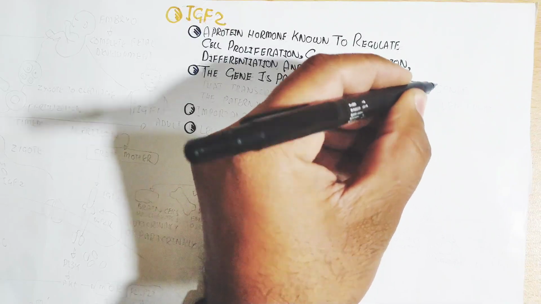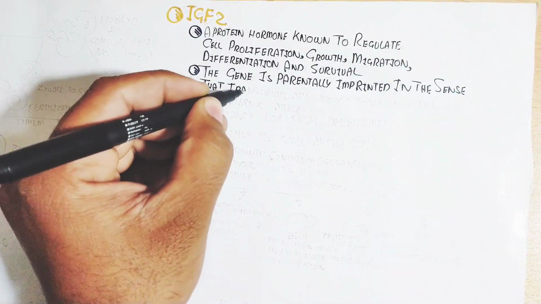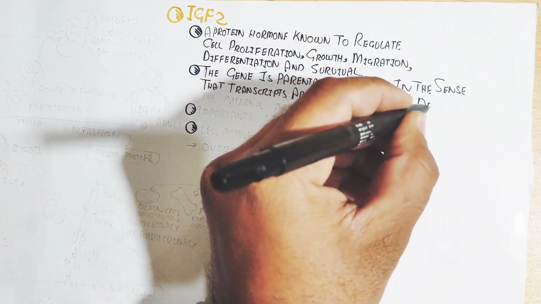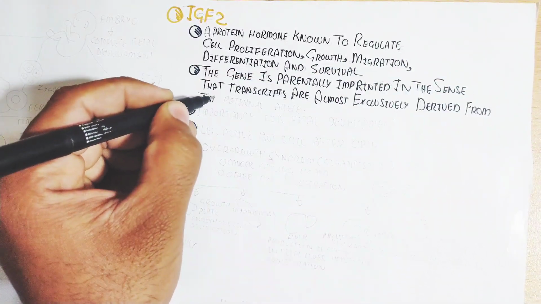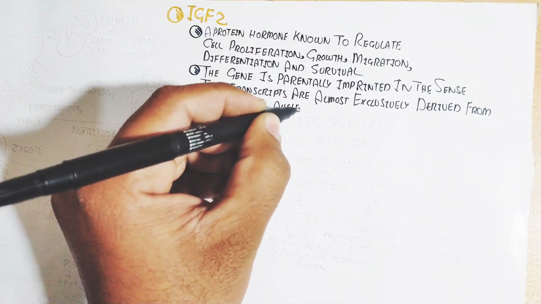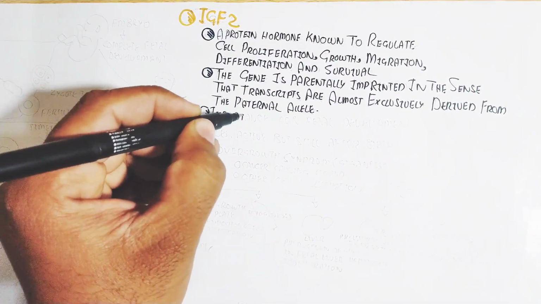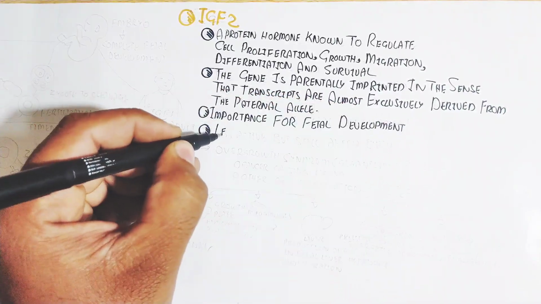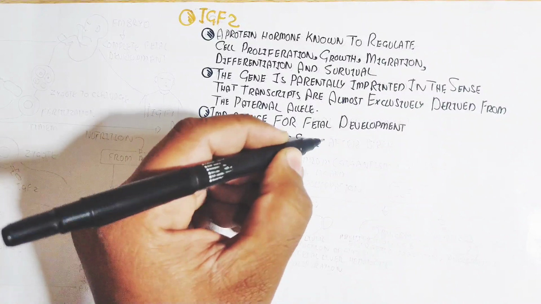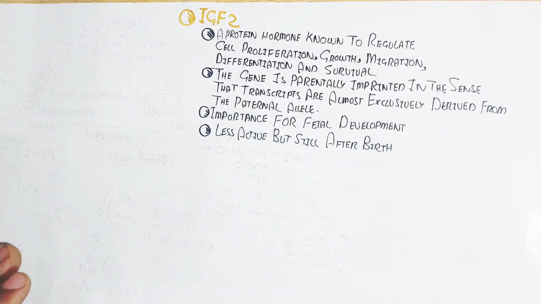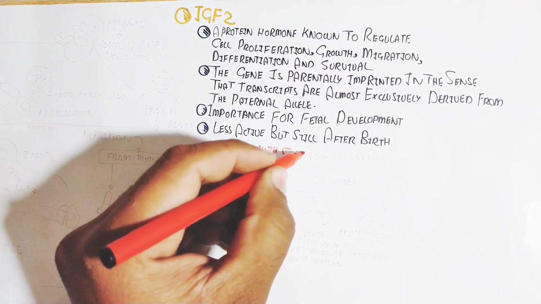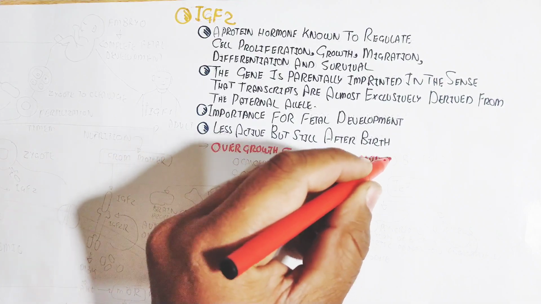The gene is paternally imprinted in the sense that transcripts are almost exclusively derived from the paternal allele. So this is paternal, remember that. For example, our IGF2 production is the same as our parent's. So it is imprinted. It is important for fetal development, and less active but still present after birth.